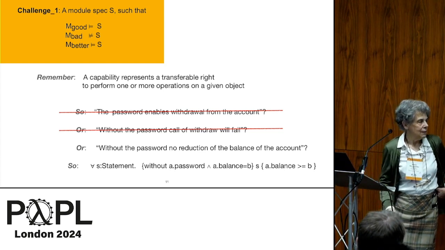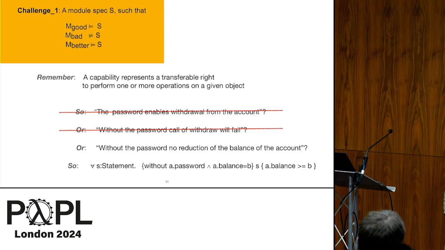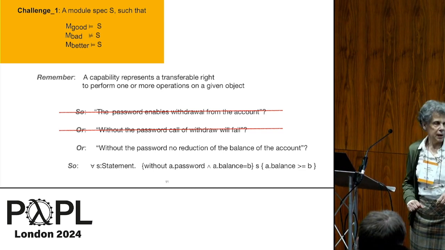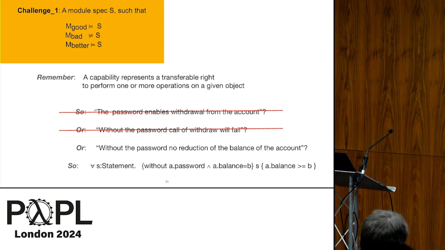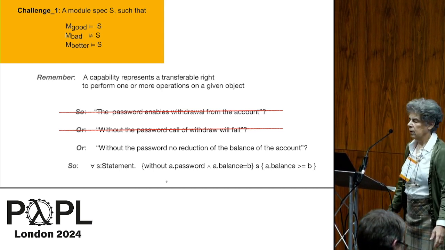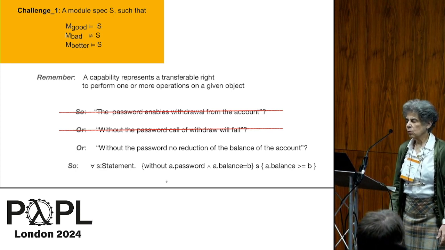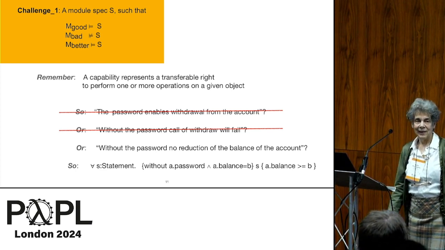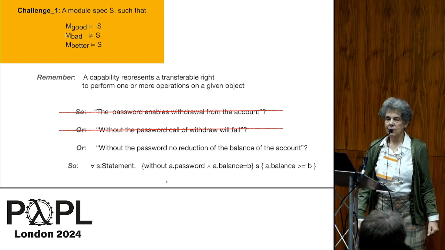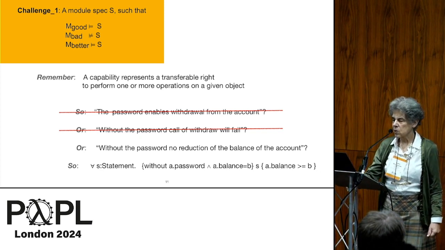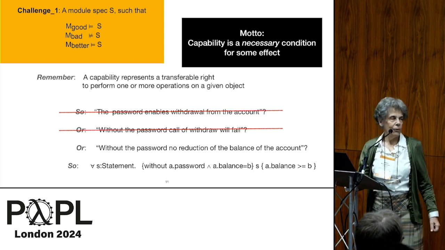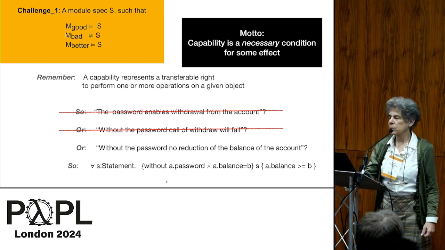And what it means is that for all statements, in Hoare logic speak, for all statements, if we do not have the password and the parameters for a certain value, and we then execute that statement, afterwards the balance will be greater or equal to the original value. And this beautiful, succinct representation took us a couple of years to get to, I'm afraid, and I must mention that Nikos Papaspyrou, in some discussion with us, helped us distill our thoughts. So the motto that we are following is: the capability is a necessary condition for some effect.